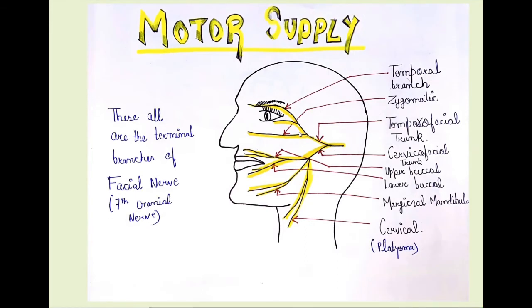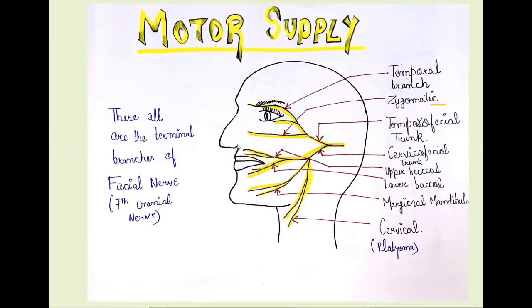First, it gets divided into two main trunks. One is your temporofacial trunk, another one is your cervicofacial trunk. The temporofacial trunk further gets divided into two parts. One is your temporal branch supplying your forehead region, the temporal region. The second one is your zygomatic branch supplying the zygomatic region. Then the cervicofacial trunk further gets divided into three branches.